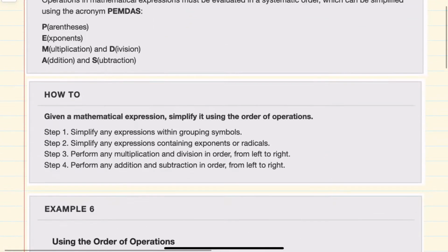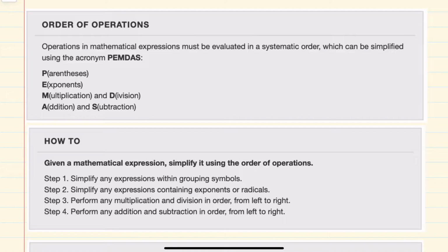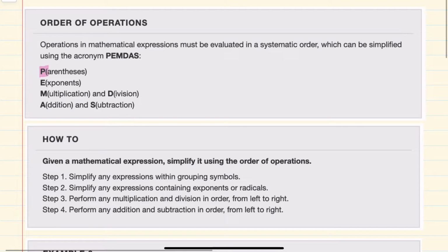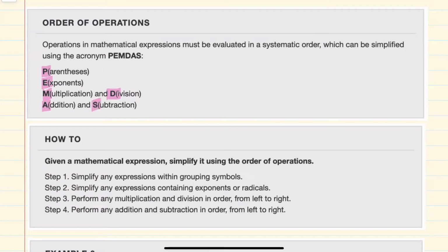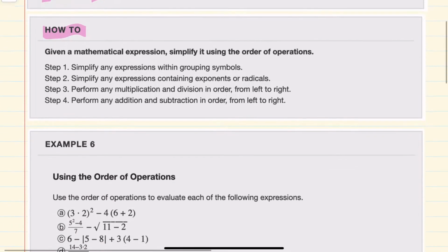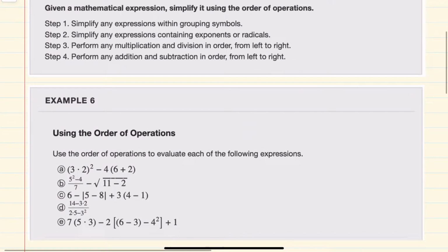And from this chapter, we were given the order of operations, which is commonly remembered by the acronym PEMDAS, meaning that we start with our parentheses, or grouping symbols, move then to exponents, multiplication and division get done together, left to right, and addition and subtraction get done together from left to right. So that's illustrated here in the how-to section. We're going to apply the how-to steps here for each of these questions.